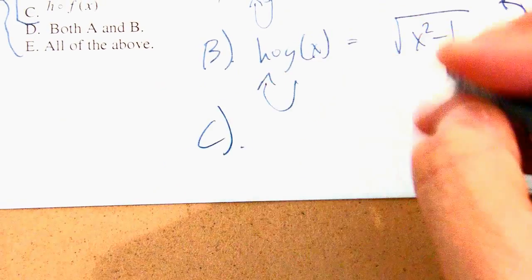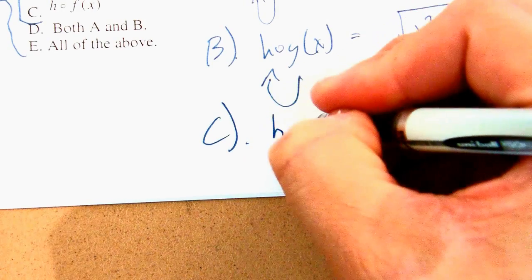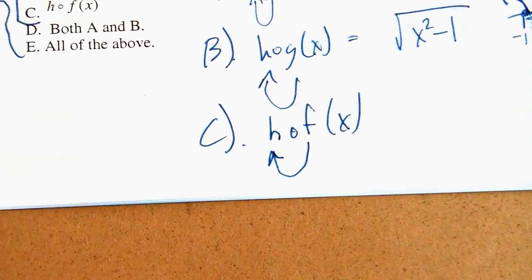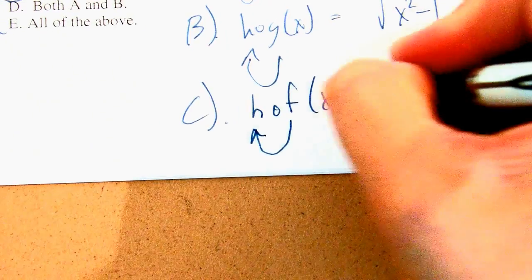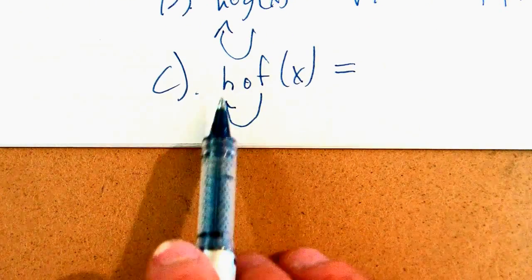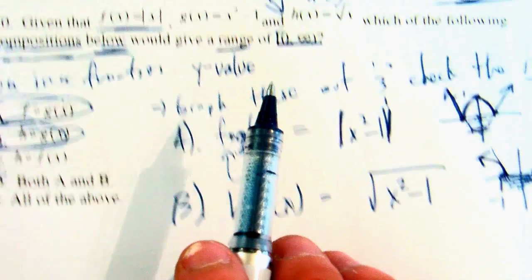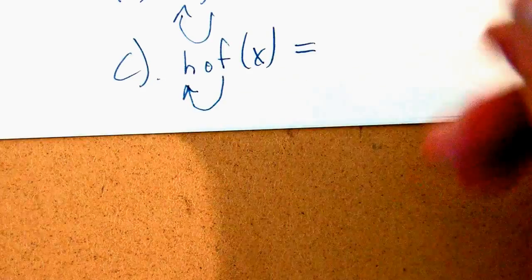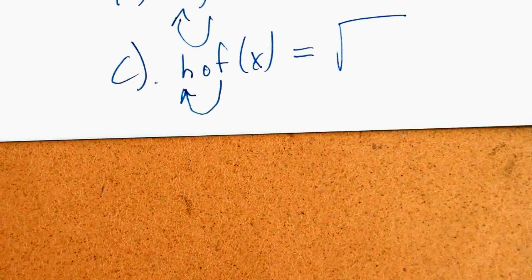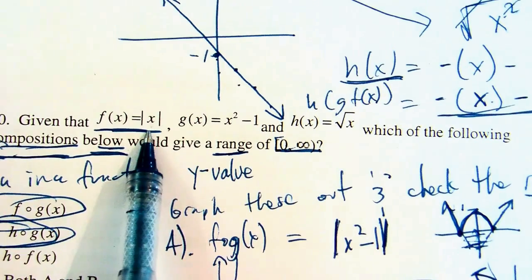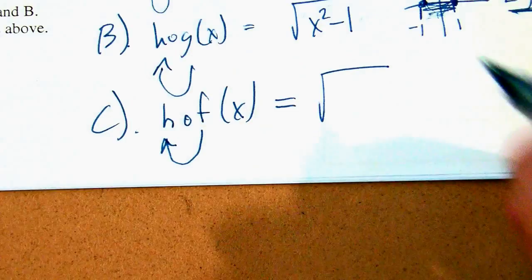So for C, we're going to put an f inside of h. So we first write down what h is, the outside function. What is h? H is the square root of something. So we put the square root of blank, and what goes in the blank? F goes in the blank. What is f? F is the absolute value of x.